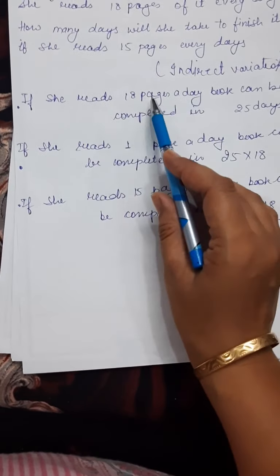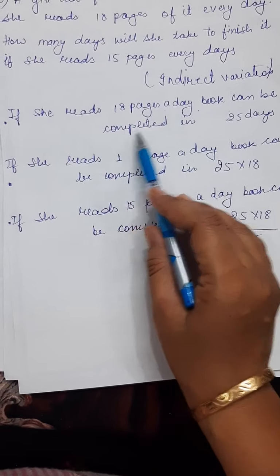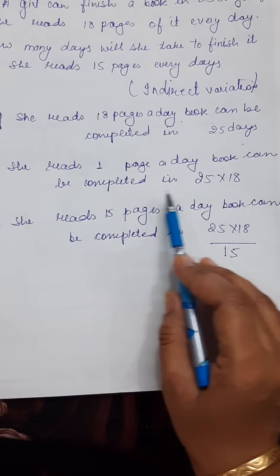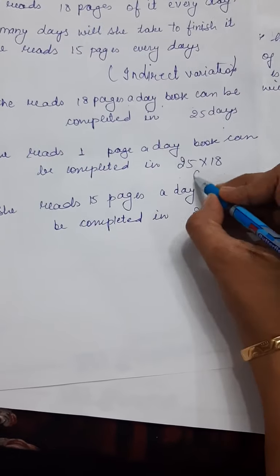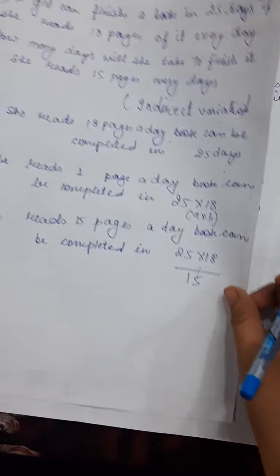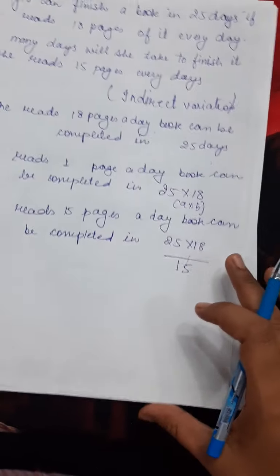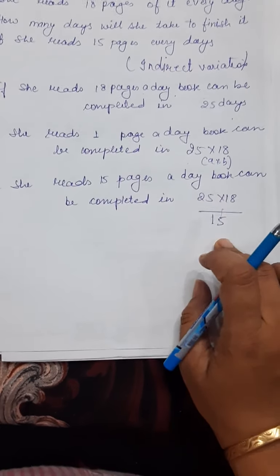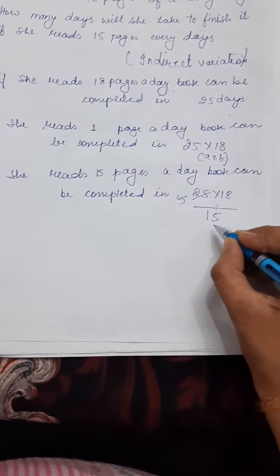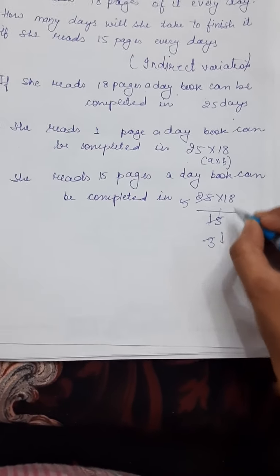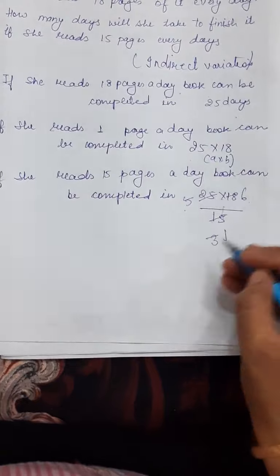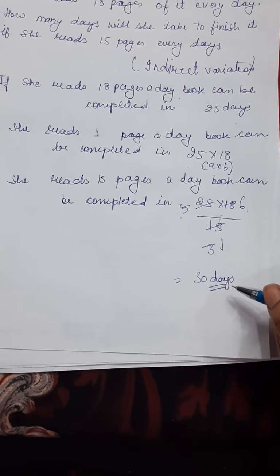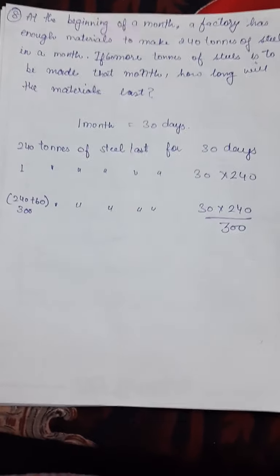If she reads 18 pages a day, a book can be completed in 25 days. If she reads 1 page a day, the book can be completed in 25 into 18, which means A into B. If she reads 15 pages a day, the book can be completed in 25 multiplied by 18 divided by 15. 5 5s are 25, 5 3s are 15, 3 1s are 3, 3 6s are 18, so 5 into 6, 30 days. So the book will be completed in 30 days if she reads 15 pages a day.